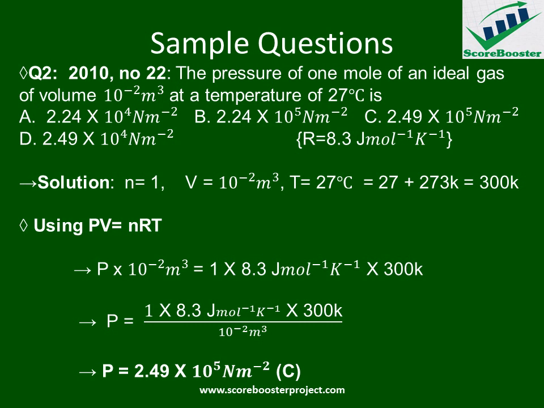Option A is 2.24 times 10 raised to power 4 Newton per meter square. Option B is 2.24 times 10 raised to power 5 Newton per meter square.